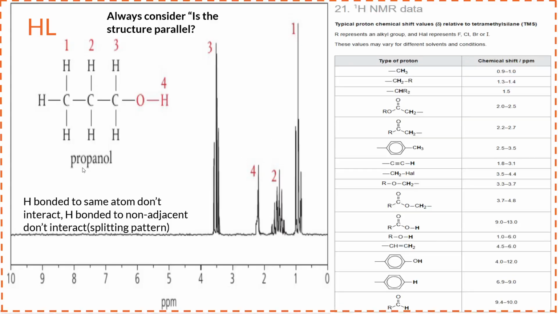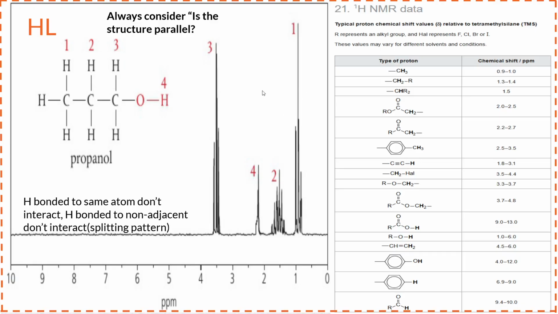So this is what an H1 NMR spectrum is going to look like, minus this text. And so if we look here, we can identify that there are 4 different hydrogen environments in a compound. As with the other ones, you're probably not going to get told what the H1 NMR spectrum is of. But we can see that because there are 4 different signals, there's going to be 4 different hydrogen environments. Now, I want you to remember that hydrogen bonded to the same atom don't interact. Hydrogen bonded to non-adjacent atoms don't interact for splitting patterns.